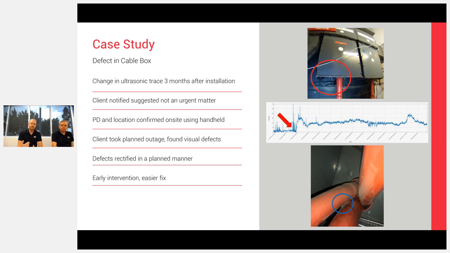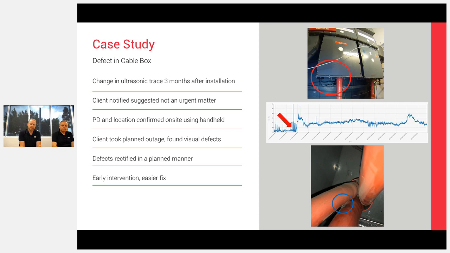And so the customer went down there, one of their engineers with an UltraTEV Plus 2. He listened into the cable box with an ultrasonic sensor, and he confirmed that PD was occurring inside there. He was comfortable to let that sit for a little while because they had a lot going on that network. He said, if things get worse, let me know, but I'm booking an outage as soon as I can. That outage occurred 1 month later.